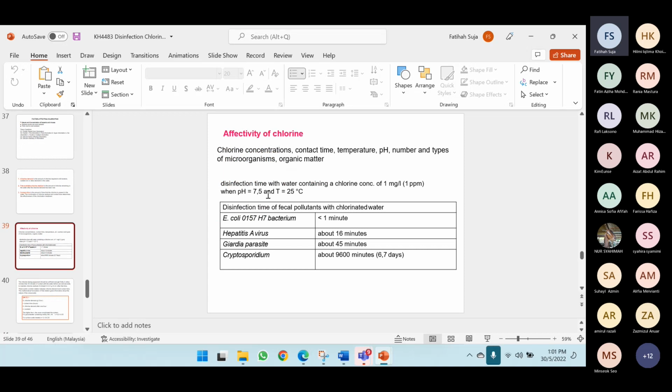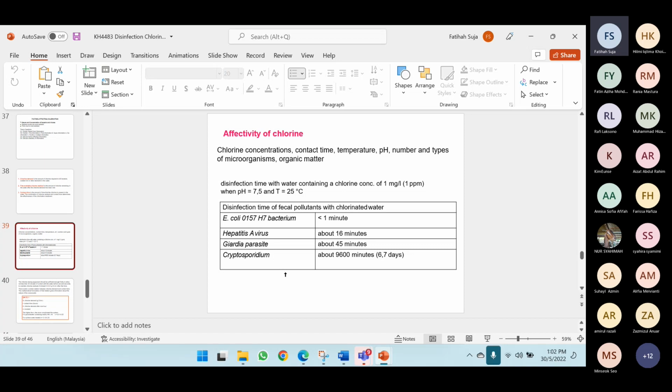Okay. Effectivity of chlorine, for example, disinfection time of fecal pollutants with chlorinated water. If you have this E. coli O157 bacterium, less than 1 minute, you can disinfect. But if you have hepatitis A virus, about 16 minutes, Giardia parasite, about 45 minutes, Cryptosporidium about 6 to 7 days. Okay, so it is important that you observe this, especially Cryptosporidium, amoeba type microorganisms.